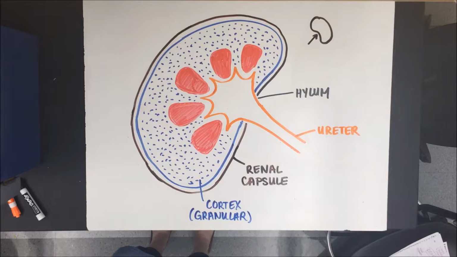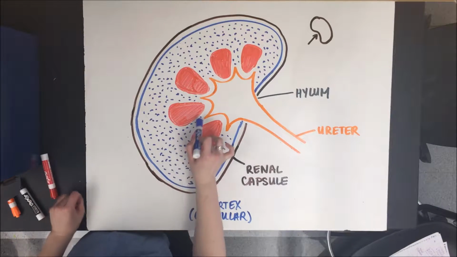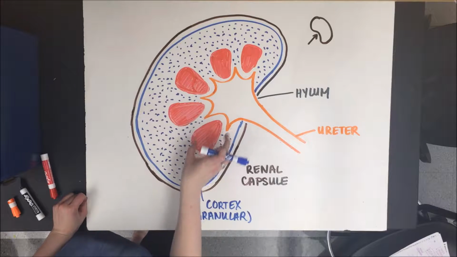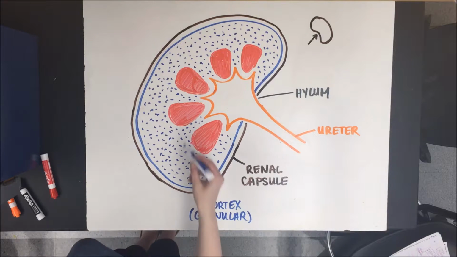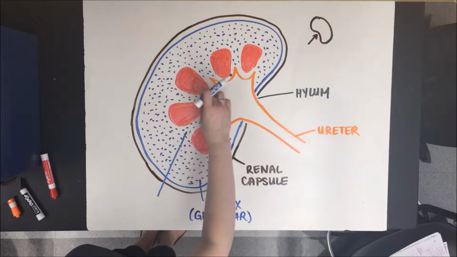And you'll see it's like this whole kind of outer layer, but then it also dips in between these spaces between these red shapes that we'll talk about in a minute. These are known as renal columns, these spaces here that extend down.